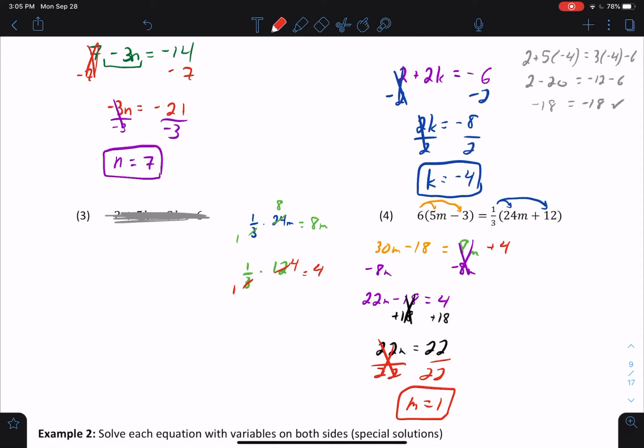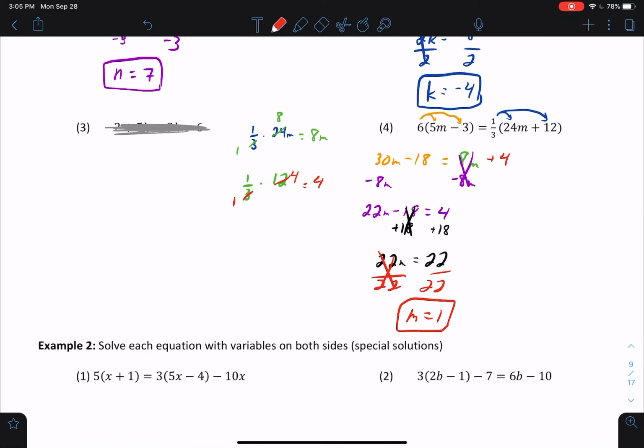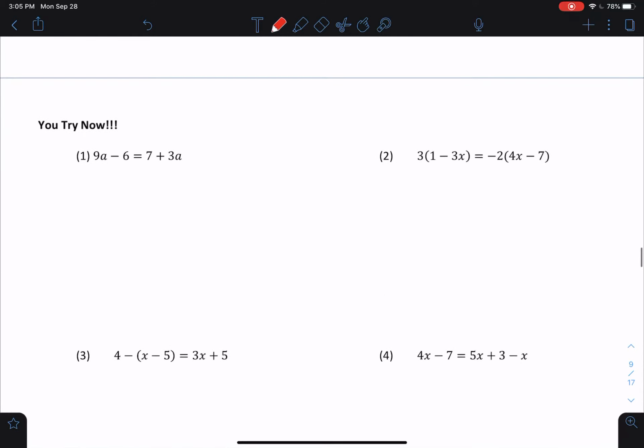All right, so that's the big thing. When you got variables on both sides, you want to get the numbers on one side and your variables on the other. Okay? Let me see if I can think of another problem just so we have it. Instead of 3, because we had to scratch that out, let me see if I can do another one. So we got these you try nows.